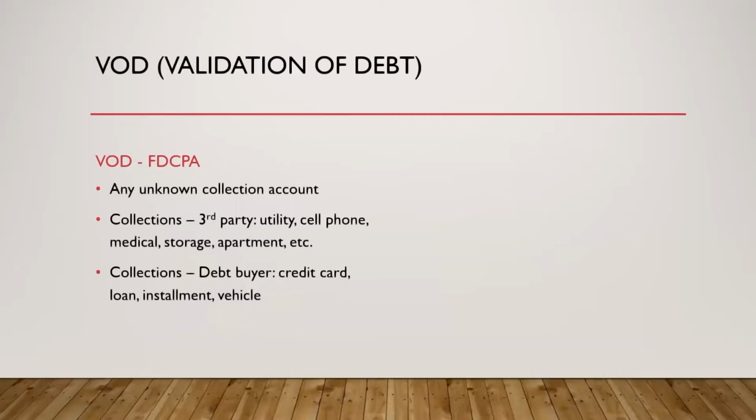So once again, validation of debt. This is using the FDCPA, not the FCRA, but the FDCPA. This is for any unknown collection. So this is third-party collections: utility, cell phone, medical, storage, apartment, etc. With debt buyers, you're looking at credit cards, loans, installments, vehicles, things like that.